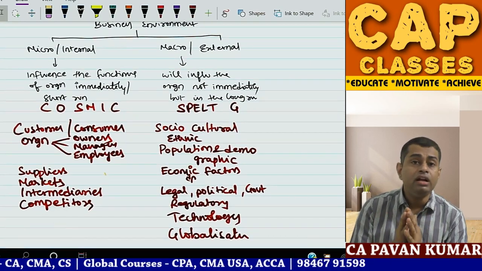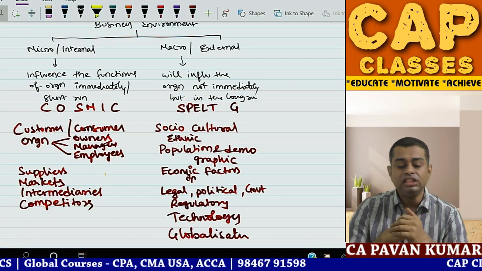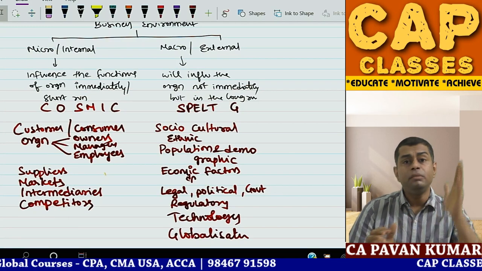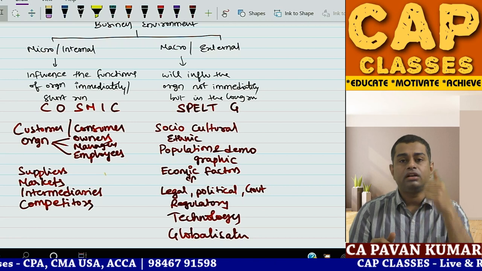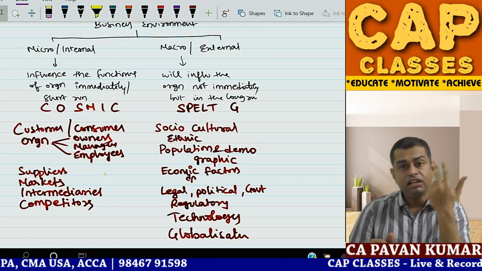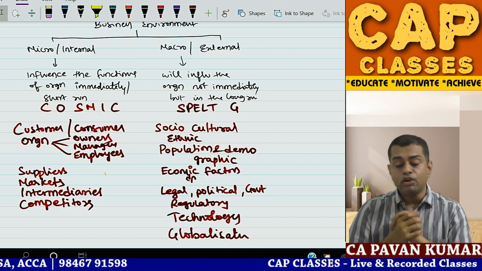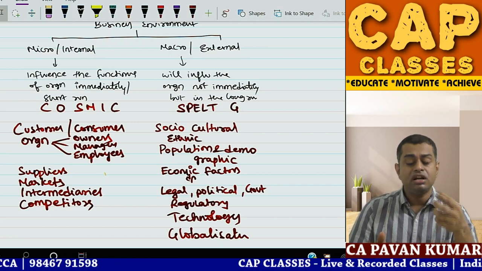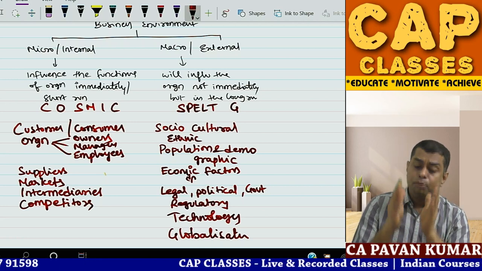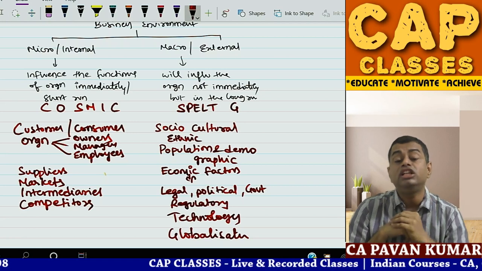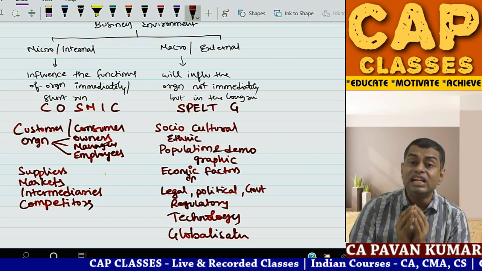So business environment can be broadly classified into two. One is micro, another one is macro. Micro means the influence will be today itself. Immediately they will hit you. They will slap you today itself. Who are they? They are customers, consumers, organization itself, suppliers, then markets, intermediaries, competitors. Then what are macro environmental factors? Socio-cultural or ethnic, population, demographic, economic factors, legal, political, government, regulatory factors, technology factors, global environmental factors. All these put together is called business environment.